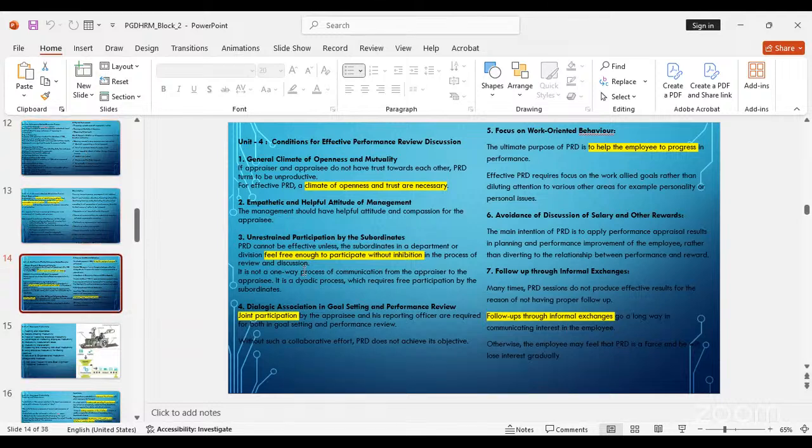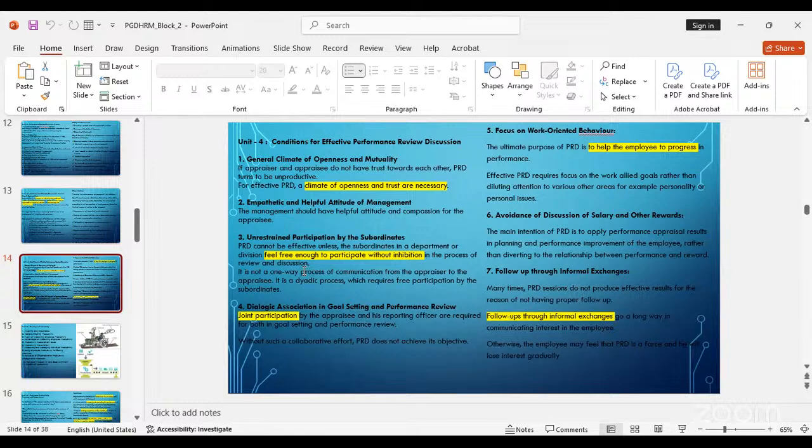What are the conditions required for an effective performance review? First, a general climate of openness and maturity. Both parties have to work openly, the levels of understanding should be higher, and they should respond and discuss at a higher level of maturity, and trust should be there.